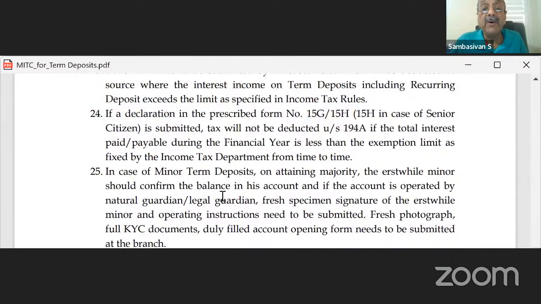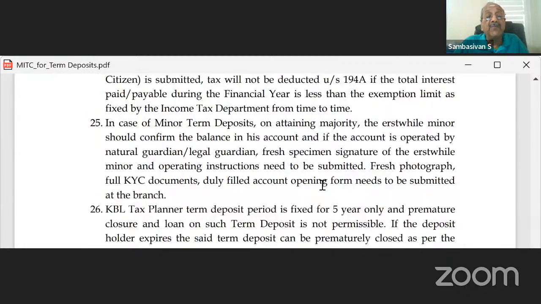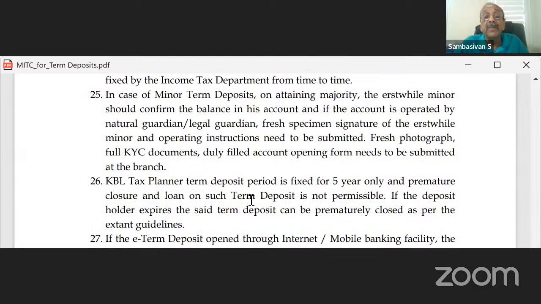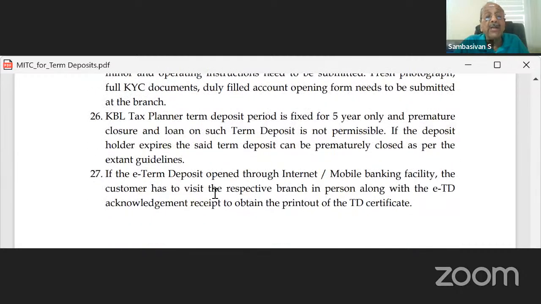In the case of minor deposits, on attaining majority, the erstwhile minor should confirm. This point also you note. And in the case of tax planner deposits for 5 years, pre-closure is not allowed. No loan is also allowed. And if the e-term deposit is opened through internet or mobile banking, the customer has to visit the respective branch in person along with the ETD acknowledgement to obtain the printout of the TD certificate. This is what they say.